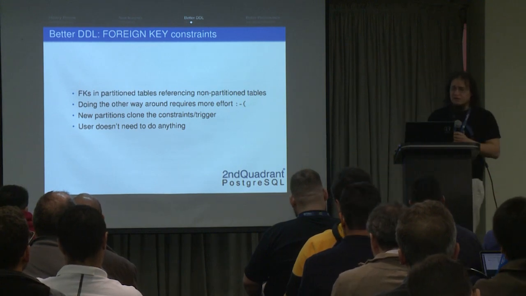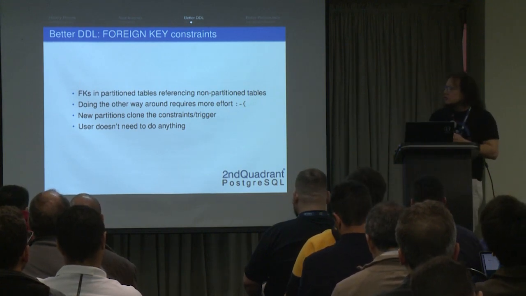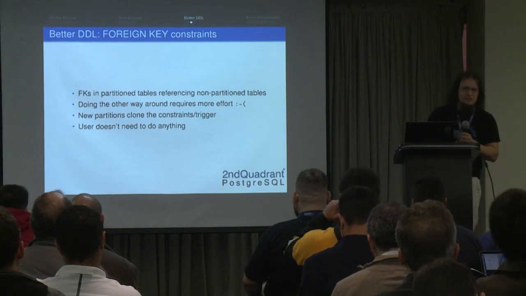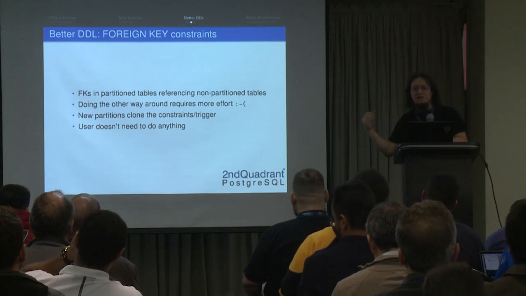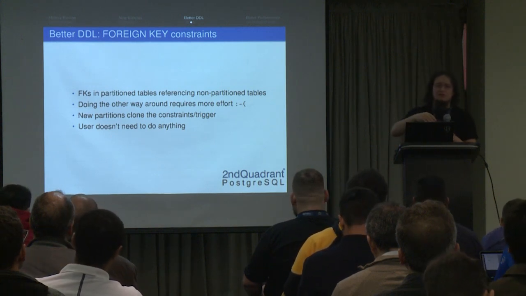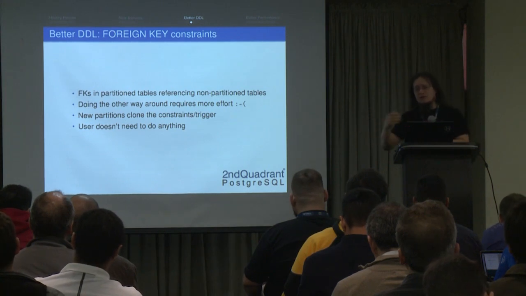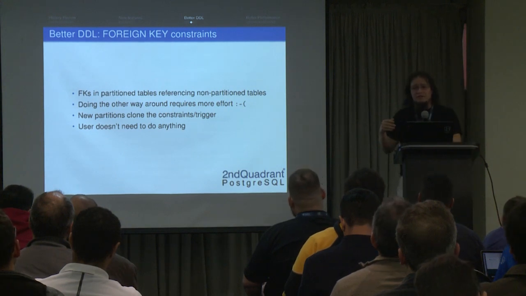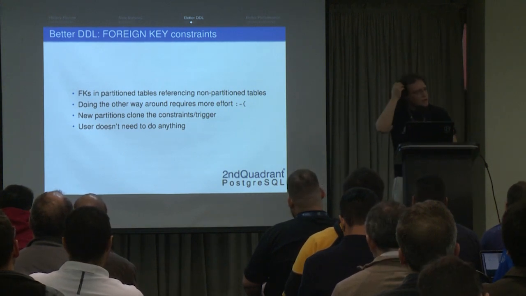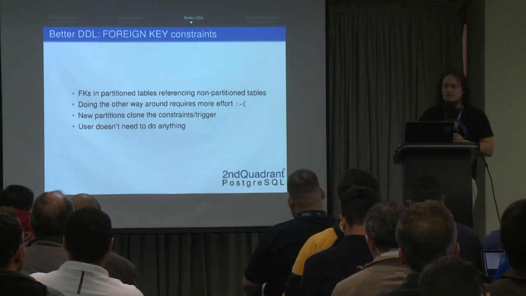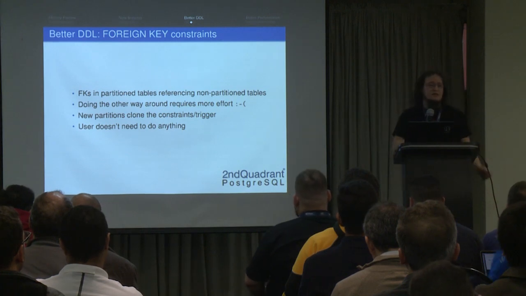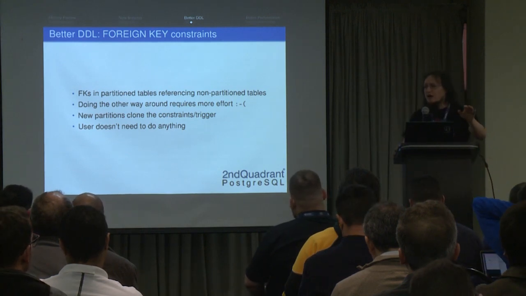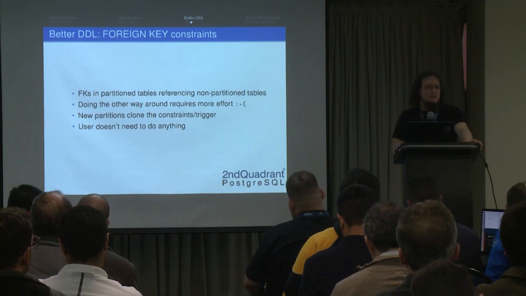Another thing we have is foreign key constraints. This is not as great as I wanted it to be. I wanted to have the ability to have foreign keys from partition tables to regular tables, and from regular tables to partition tables, and also a mix, like from partition tables to other partition tables. But it turns out that there are a lot of things that need to be done for that to work that I didn't have time to do in Postgres 11. But I hope to be back on that for Postgres 12.